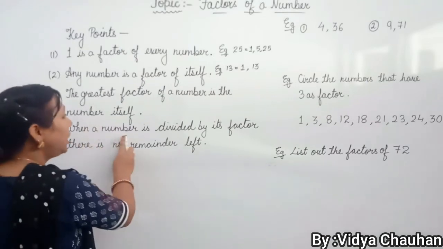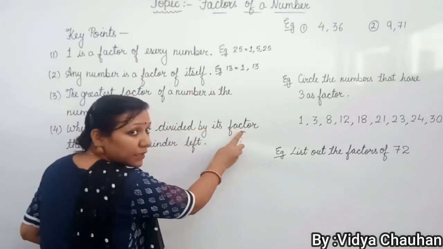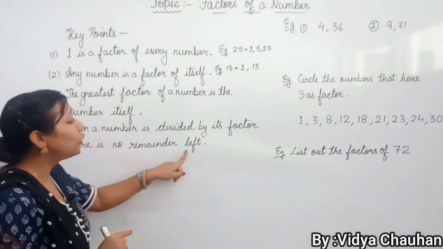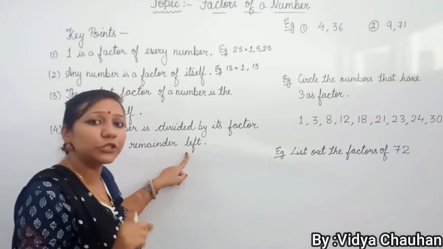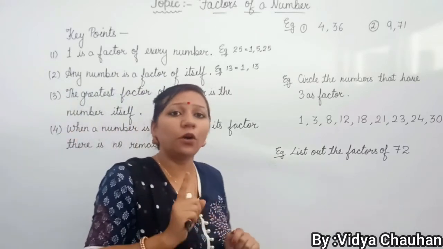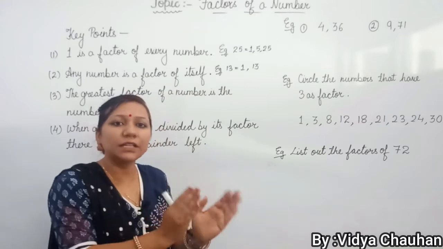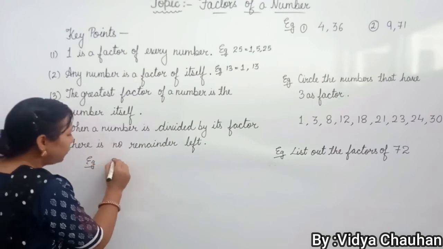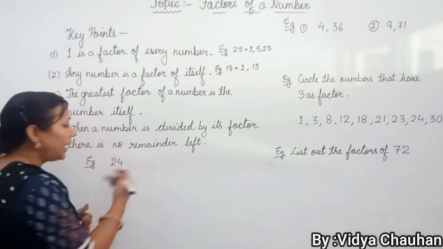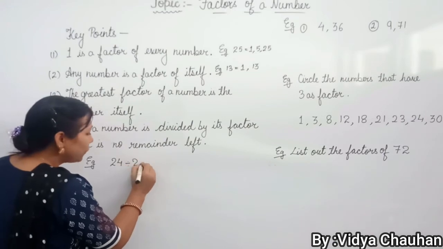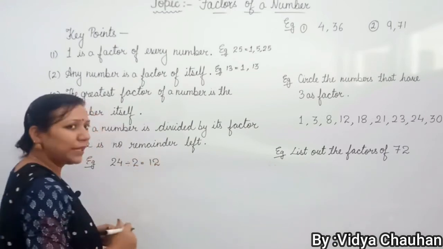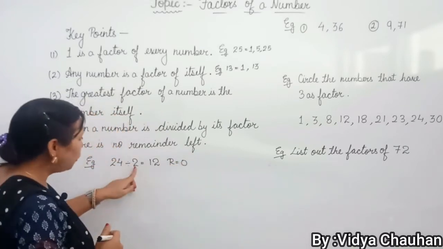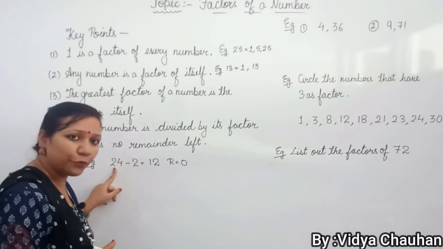Last, when we divide a number by its factor, there is no remainder left. That means the remainder should be 0. Then only we call that number a factor of the given number. For example, if I have the number 24 and I divide 24 by 2, the quotient will be 12. That means the remainder is 0. It means I can say that 2 is a factor of 24.